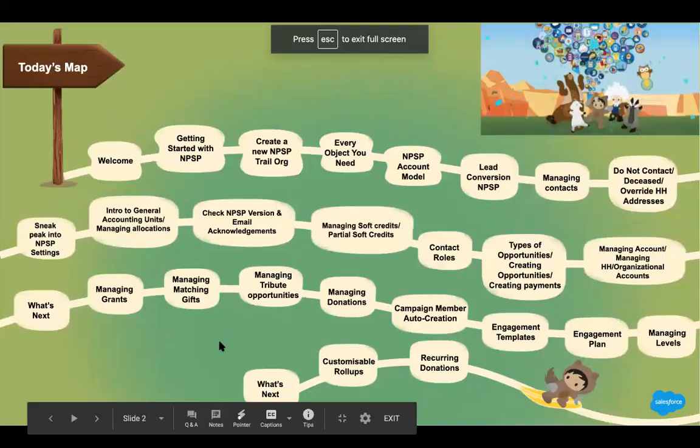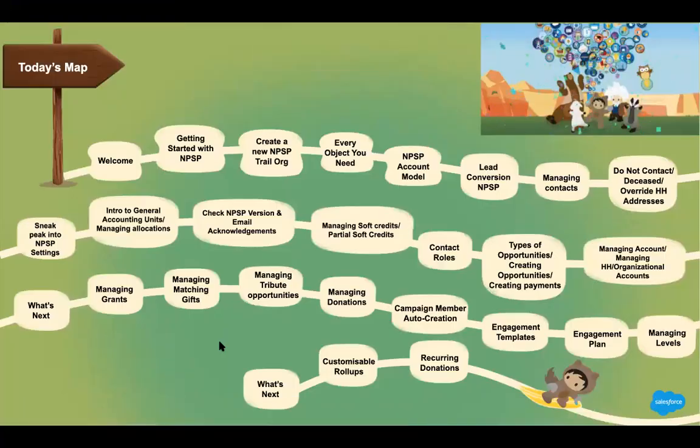So these are the topics that I think I should walk you through, and these are the very basics as well as a bit advanced on how you can start working. So where you can get started, how to create a new Trailhead log. Then every object that you need, it is there in NPSP, in Nonprofit Success Pack. The NPSP data model, what data model it works on, and lead conversion in NPSP, how to convert leads and what all things are there.